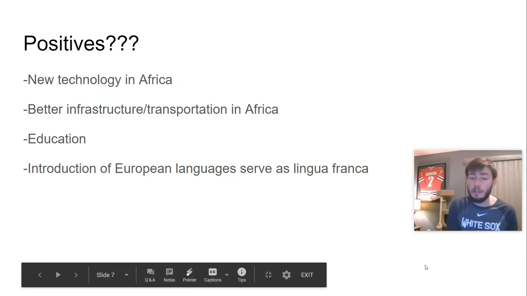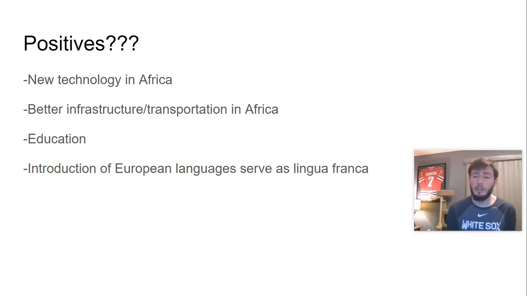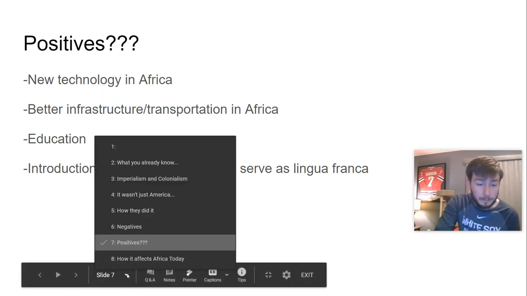They introduced European languages and they served as the lingua franca, which is a vocab term you guys will do. And pretty much what that meant is that it is a language that is widely used throughout that region, depending where you're at in Africa. So that could be Italian, it could be German, it could be French or English. And even to this day, in current Africa, they use a lot of these European languages.